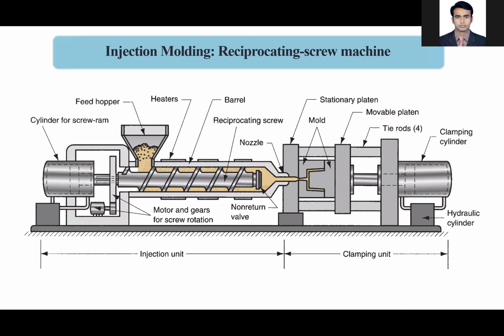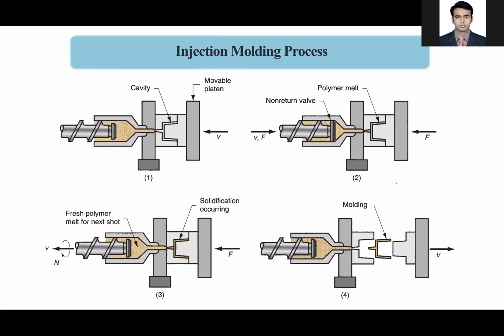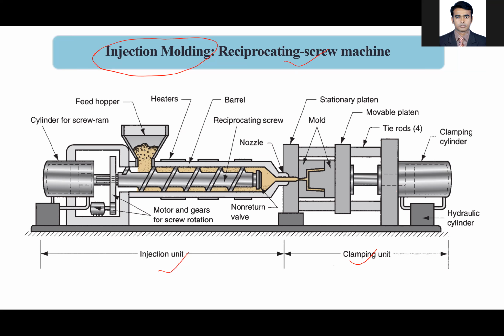Okay, the next one, we're moving to a different topic now. Okay, it's injection molding. Okay, how the various parts are produced using injection molding. The injection molding method that is used employs an injection unit and a clamping unit. Okay, actually in today's class I will only discuss the reciprocating screw machine, and later we'll move to the other ones.